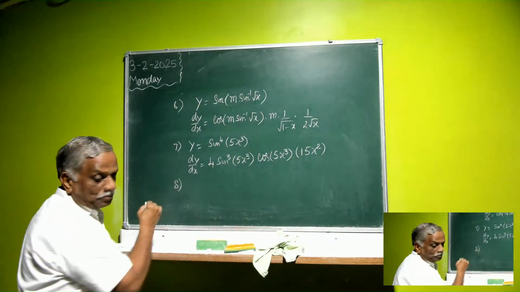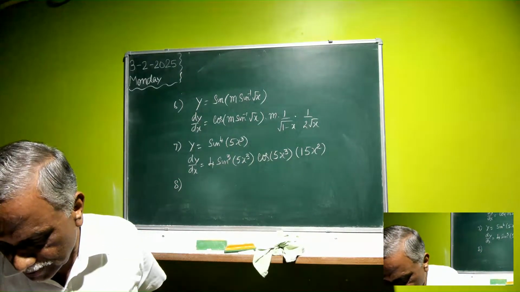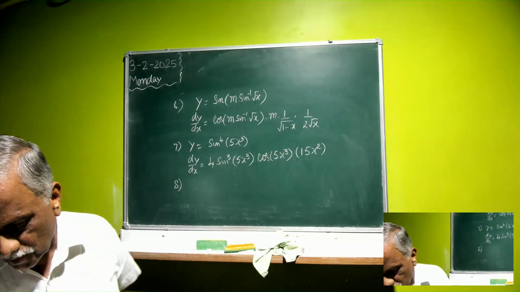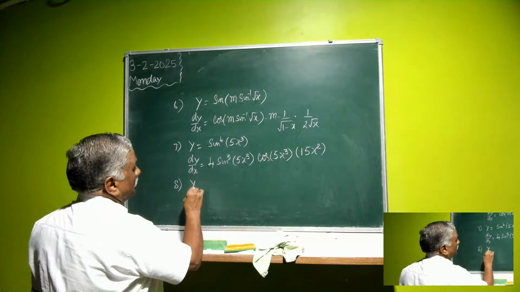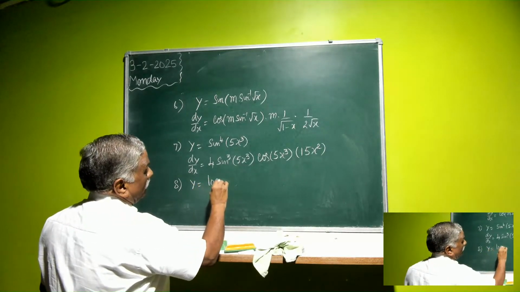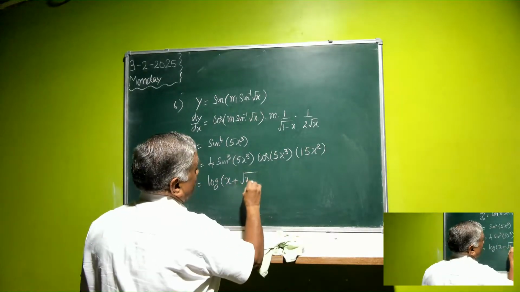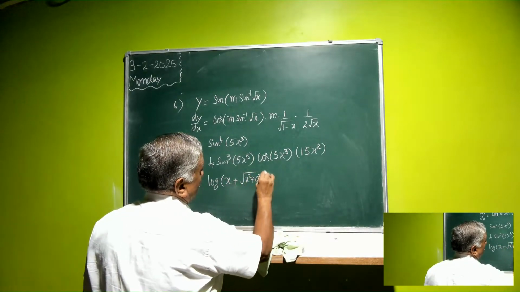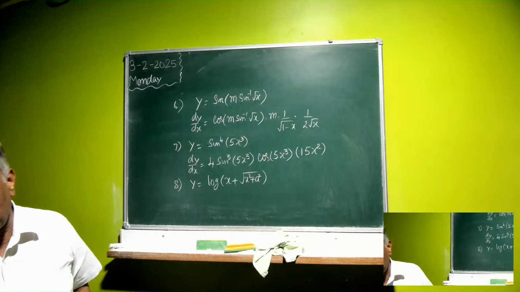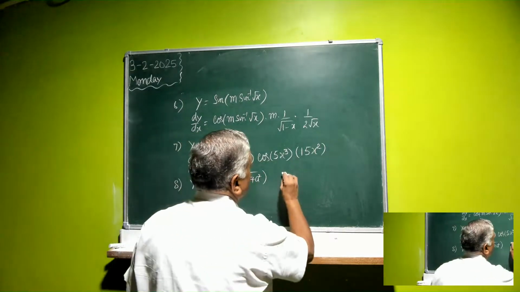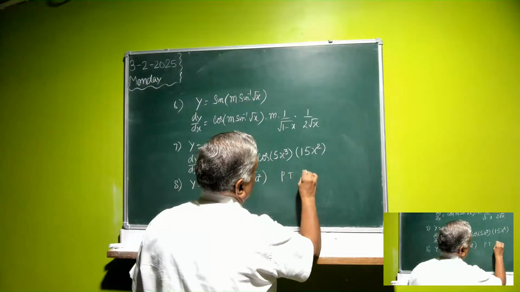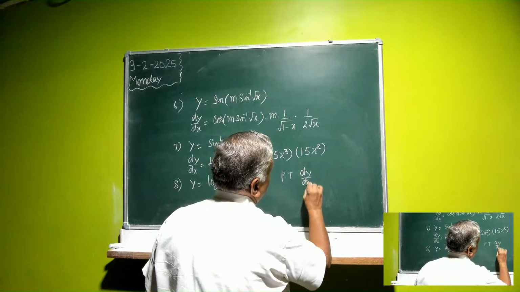Let's go to the next problem, the 8th one. y is equal to log of x plus root of x square plus a square. Yesterday also I got a similar problem. I'm just repeating it so that the concept is more clear for you.